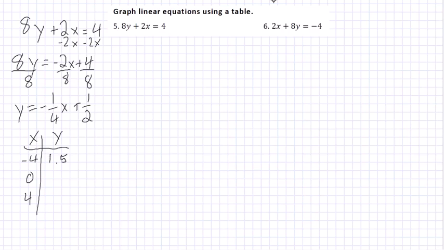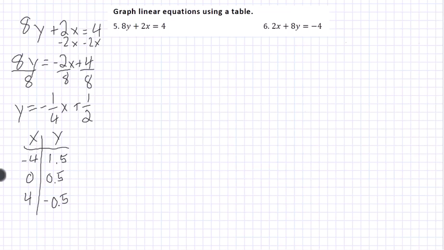Half here, so this becomes 0. Plug in the 0, you get -4 times 0. Anything times 0 is 0 plus a half. So half. And plug in a 4. 4's cancel. -1 plus 1/2. -1 plus 1/2 would be -half.